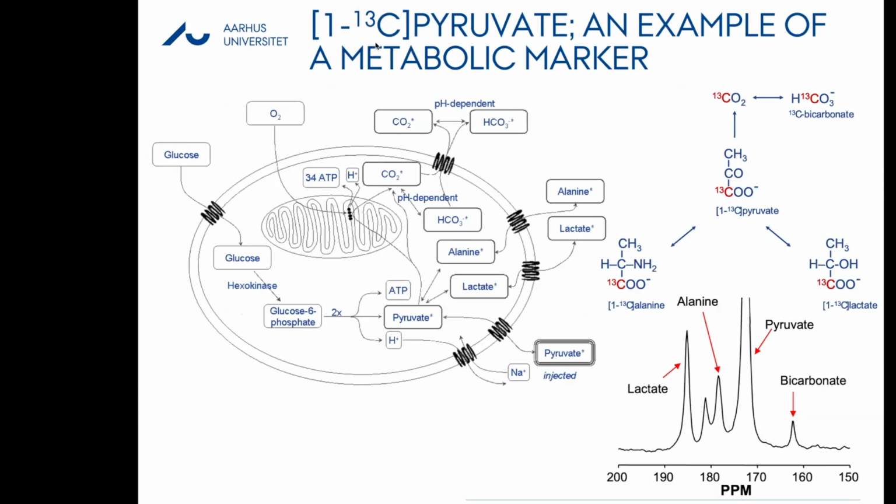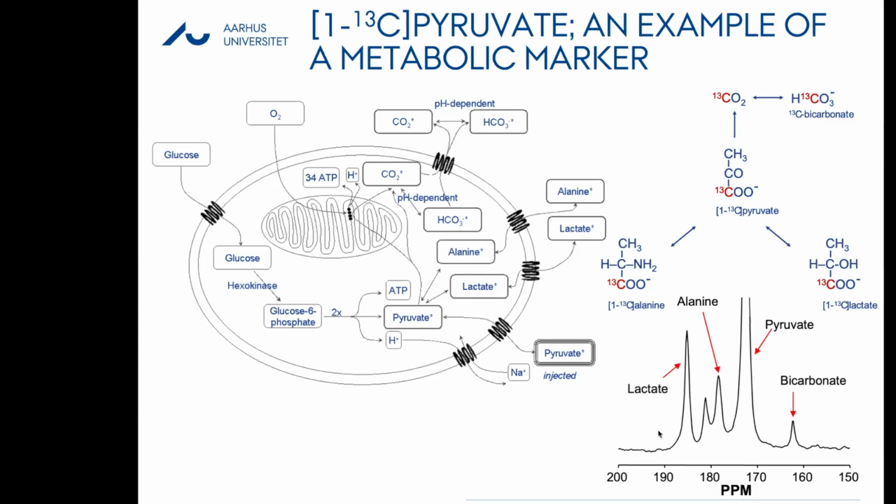So we have a carbon 13 label on the first position here of pyruvate, and when we inject this carbon 13 labeled pyruvate, it goes into the cells. And in the cell, it can be converted into lactate, alanine, or go into the mitochondria, where it can be cleaved off by PDH, and then pH-dependent by carbonic anhydrase, you can see CO2 or bicarbonate. So we actually get a signal like this, and even further out there is CO2, so you can even measure pH directly in some instances.